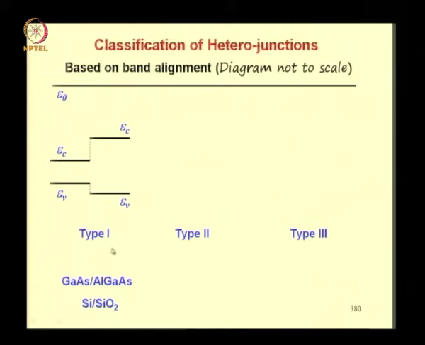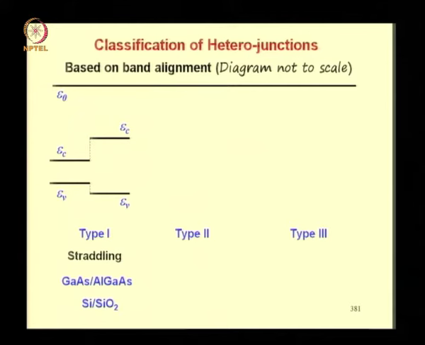Examples of this type of heterojunctions are gallium arsenide, aluminum gallium arsenide. Left hand side is gallium arsenide, right hand side is aluminum gallium arsenide. Then left hand side or lower band gap side is silicon, right hand side or higher band gap side is silicon dioxide. The type 1 heterojunction is called straddling type heterojunction.